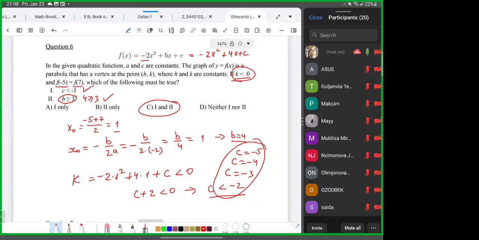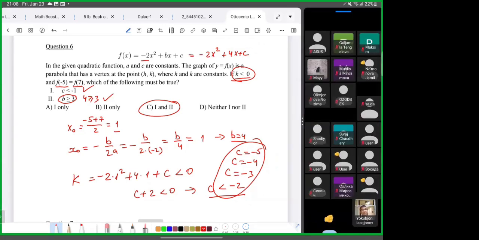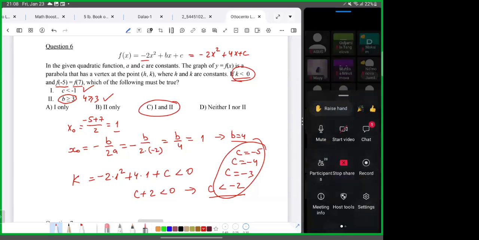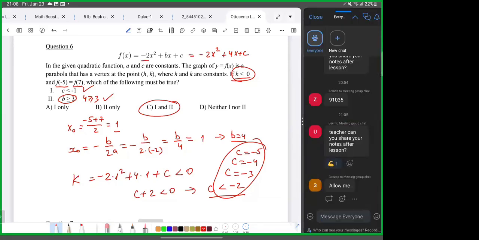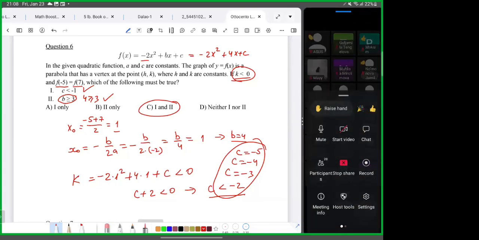Guys, got it? Understand it, guys? Got it, guys? You can put reactions, guys, basically. Okay. One minute, Sophie.